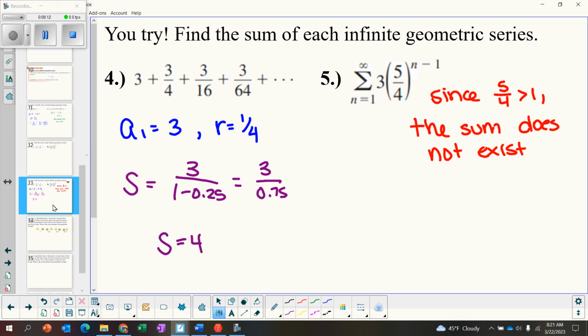All right, so first one, a sub 1 was 3, and r was 1/4. We were dividing by 4 each time. And 1/4 is less than 1, so this is going to work. I used 0.25 instead of 1/4 when I plugged it in because it just made it easier, and I got a sum of 4. For the next one, since 5/4 is greater than 1, the sum does not exist.